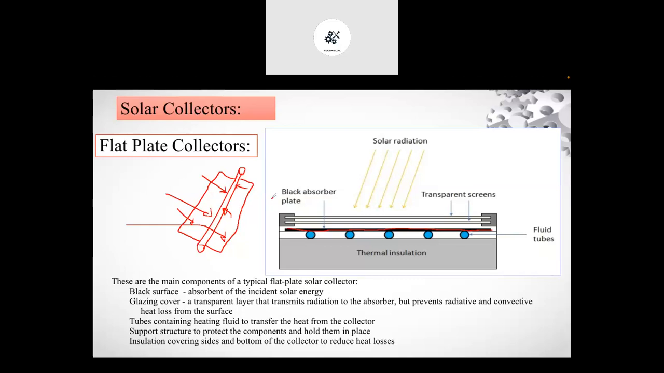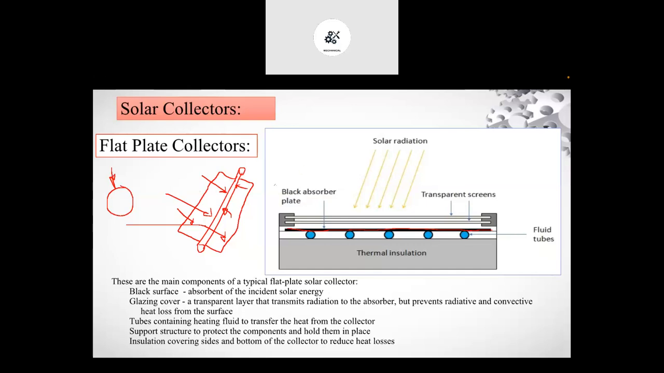Now, why is it painted black? Because, as we know, the characteristics of a black body: any black body will absorb maximum radiation. You already studied the radiative characteristics of surfaces and bodies. So consider a black body. If radiation is incident on that black body, it will absorb 100% or nearly 99% of the radiation.